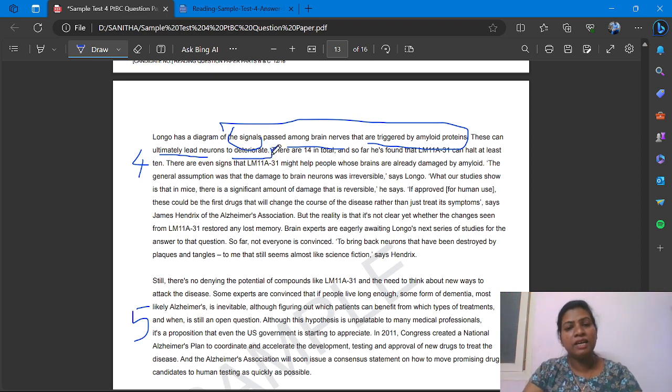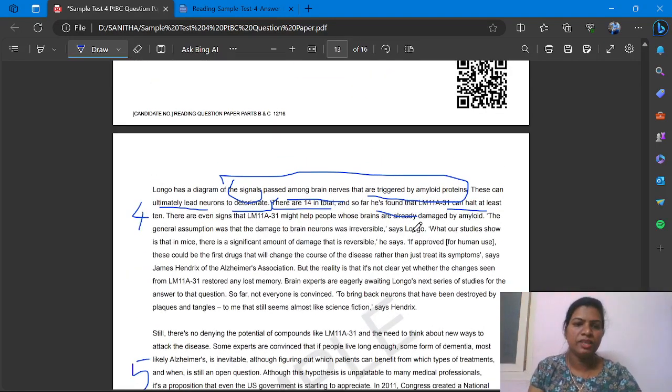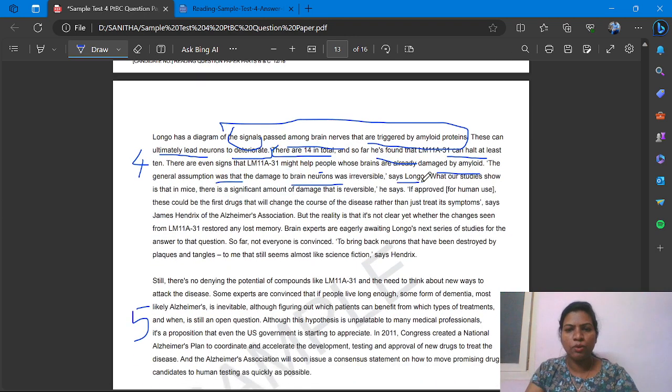There are 14 signals in total, and so far he has found that LM11A31 can block at least 10. There are even signs that LM11A31 might help people whose brains are already damaged by amyloid. The general assumption was that damage to brain neurons was irreversible, says Longo. What our studies show is that in mice there is a significant amount of damage that is reversible.